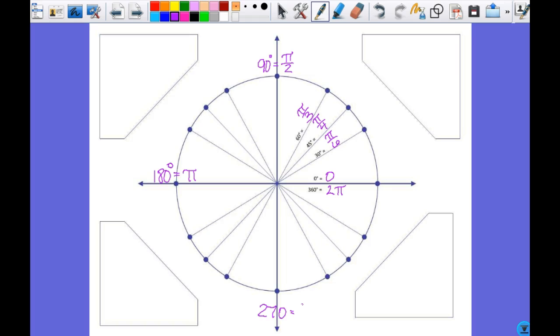Good, because remember, you can count this way too. This is 1 pi over 2. This is 2 pi over 2, which is pi. And then this is 3 pi over 2. Just always reduce it all the way.